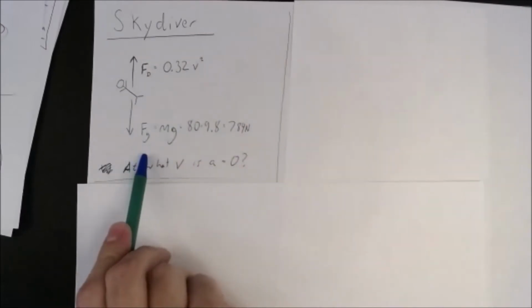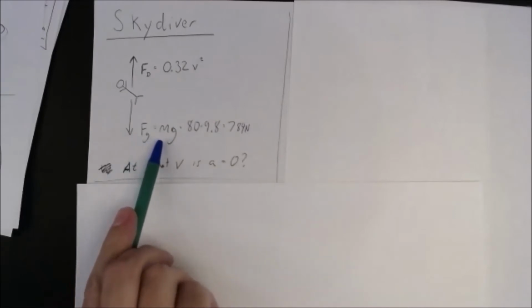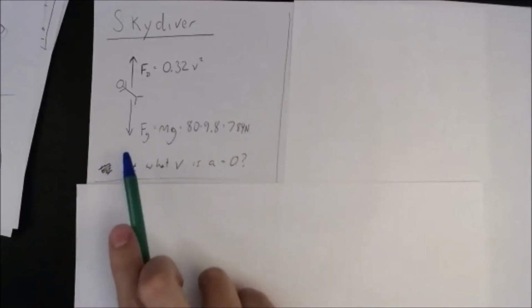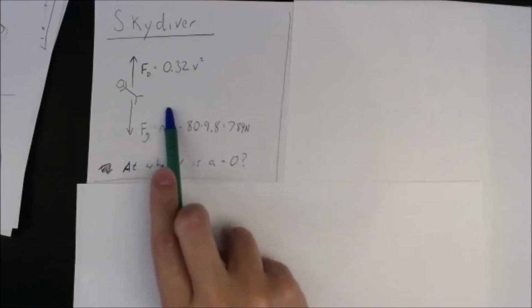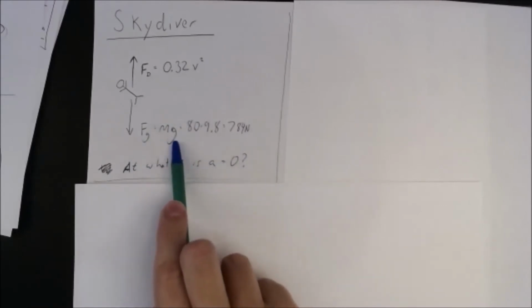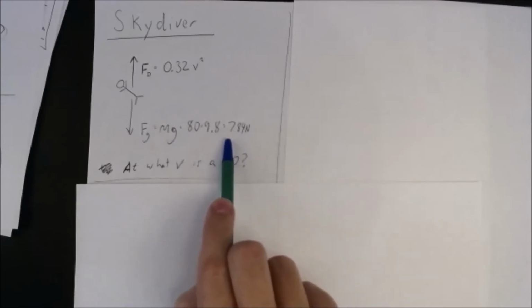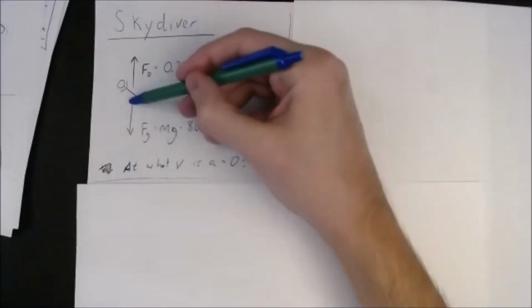The force of gravity is the thing that's pulling the skydiver back down to Earth, and that is always equal to the mass of the object, the mass of the skydiver, times the acceleration due to gravity. This force we can just calculate out. The mass of the skydiver, I said, was 80 kilograms. The acceleration due to gravity is 9.8 meters per second squared. Therefore, the force of gravity acting on the skydiver is 784 newtons in the downward direction.